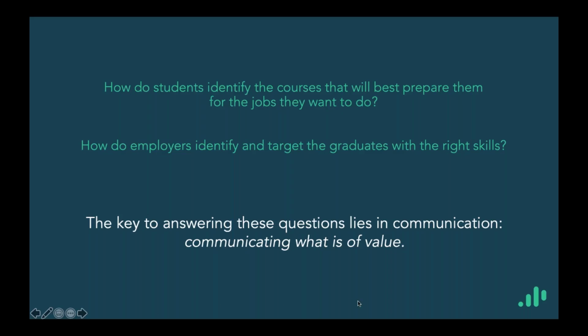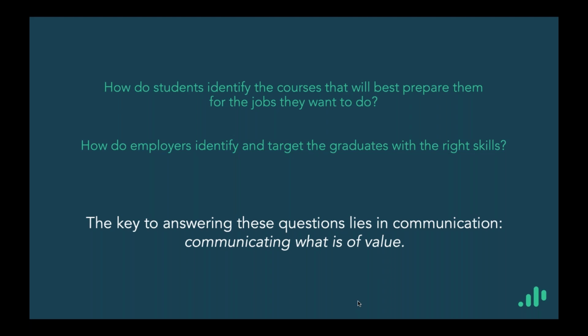Next slide, please. So there are two key issues here, I would say. How do students identify the courses that will best prepare them for the jobs they want to do? They can only get so far with course titles and the generic descriptions, which perhaps don't really differentiate between different universities offering the same type of course. And linked to that, but further down the life cycle, how do employers identify and target the graduates with the right skills? I'll come back to that second question at the end.